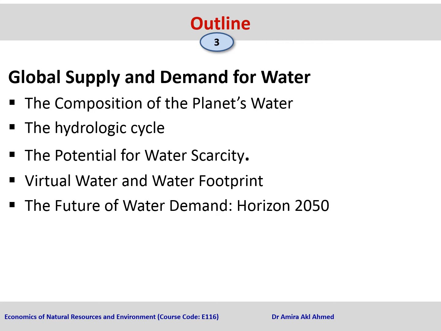The main point to be analyzed during the current lecture is global supply and demand for water. This point will be discussed through covering many points that include the hydrologic cycle and the composition of the planet's water. Moreover, we will discuss other related issues that include the potential for water scarcity, water demand and water footprint, and the future of water over the horizon 2050.